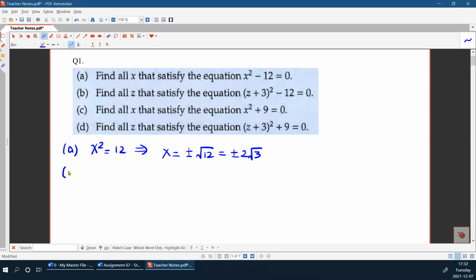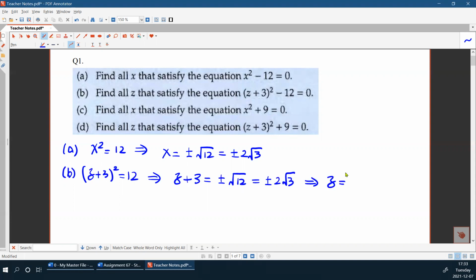All right, question B. Again, we can move the -12 to the other side. Then we have (x + 3) squared equals 12, right? If something squared is 12, that means x + 3 is positive or negative square root of 12, which is positive or negative twice the square root of 3, right? Then you can solve that x is -3, positive or negative twice the square root of 3.